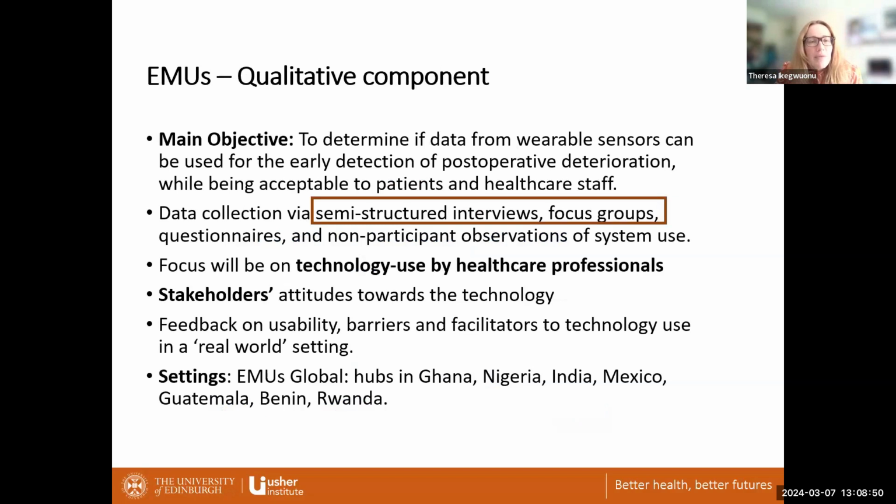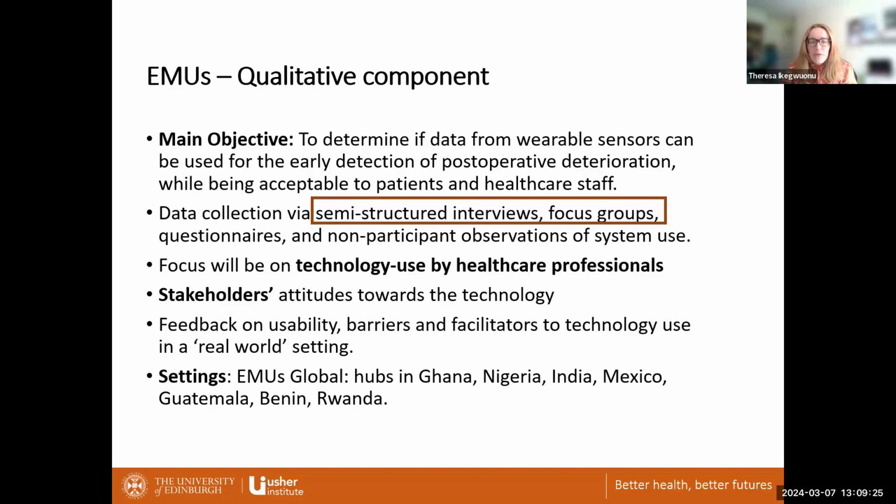The main objective for the EMUs project is to determine if data from wearable sensors can be used for the early detection of post-operative deterioration, while also being acceptable to patients and healthcare staff. With the qualitative component, our main methods of data collection are semi-structured interviews, focus groups, questionnaires, and non-participant observations of use, though today we are focusing on the semi-structured interviews and focus groups.